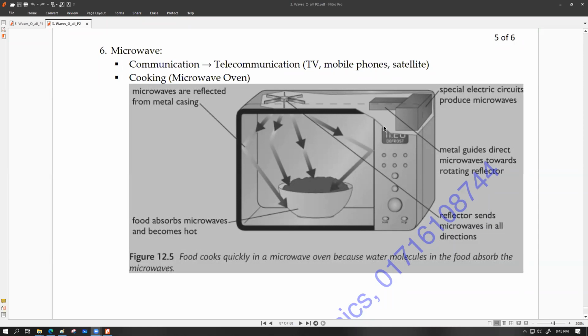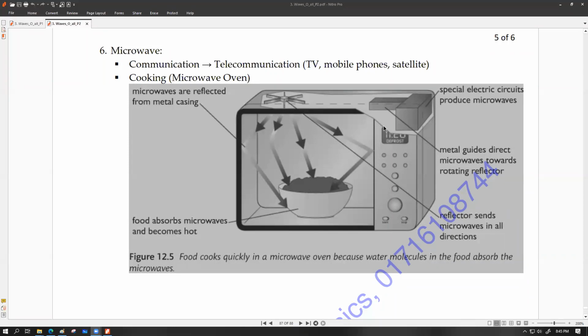One of the other things I would like to discuss: you can see on the upper right corner there are two rectangular things which read special electric circuits produce microwaves. So the microwaves are produced, and then there is a fan-like thing on the top labeled as reflectors, which spread microwaves in all directions. So we usually have a reflector, moving or not, sending those microwaves spreading out in all directions.